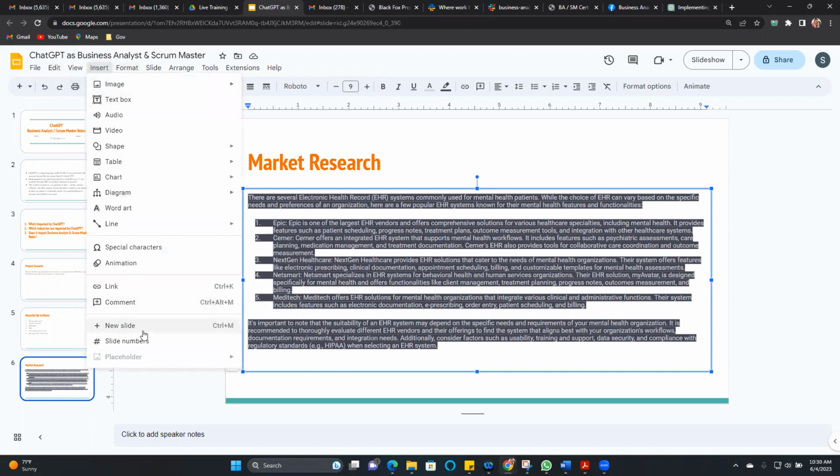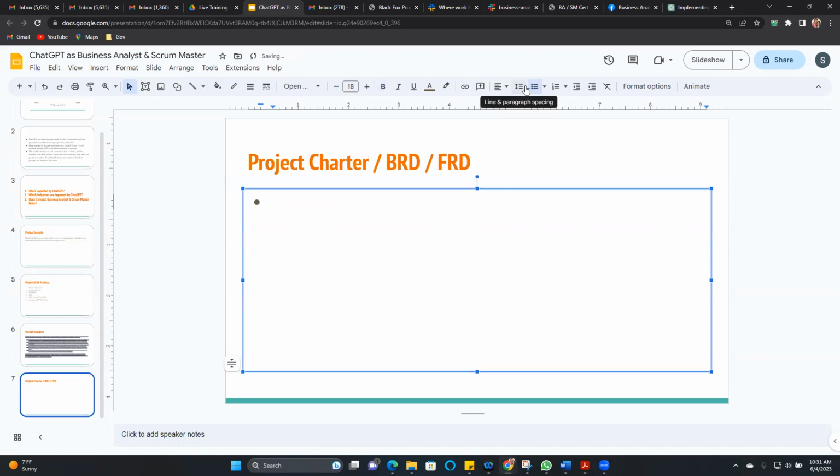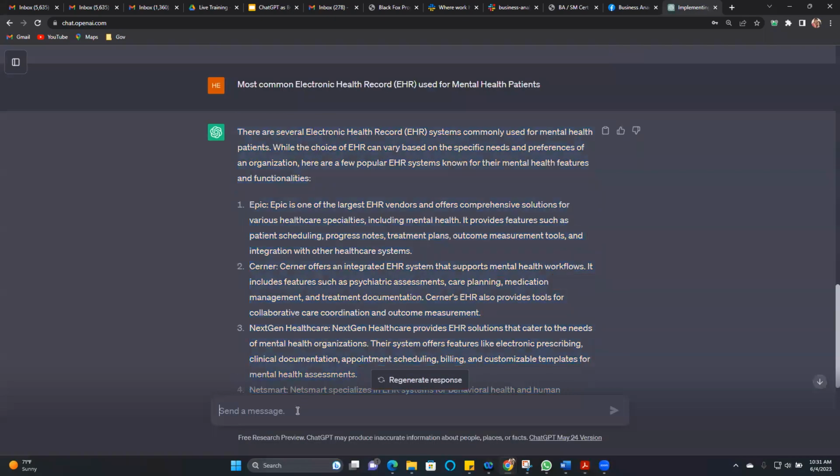Okay. So the next slide I'm going to talk about is benefits of EHR, right? Generally, where would this be used? So in a project charter and BRD/FRD, there's a section that you need to put together called overall project objective or project summary, right? Generally, when you're writing your project charter, BRD or FRD, you need to talk about the overall goal and objective of the project. So let's see what this will say.